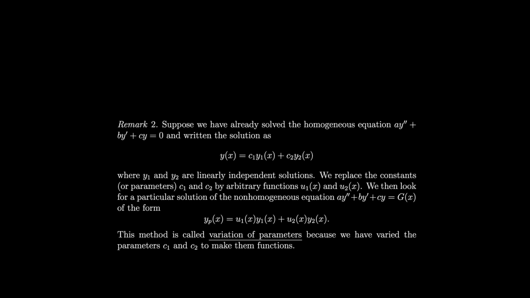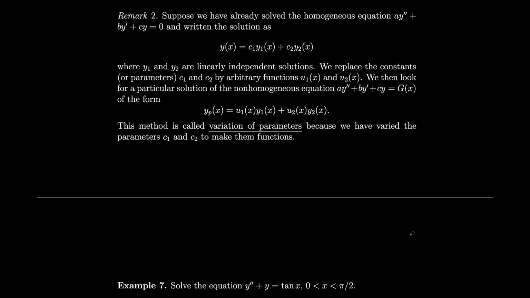So we call this method the variation of parameters because we have varied the parameters to make them functions. So this method works more often than the previous one. It works pretty much every single time, but the previous one is a little bit easier to do. So we tend to use the variation of parameters when the method of undetermined coefficients fails. So let's do an example of that.